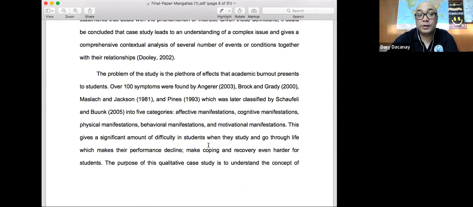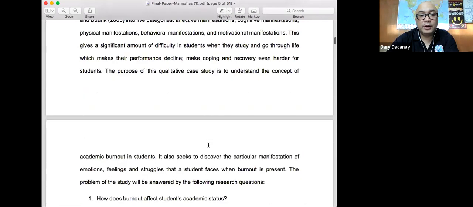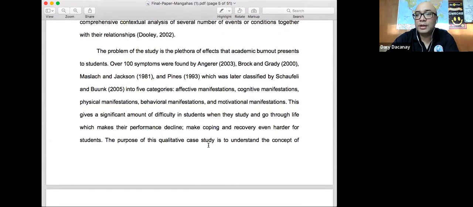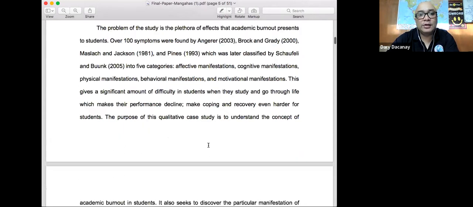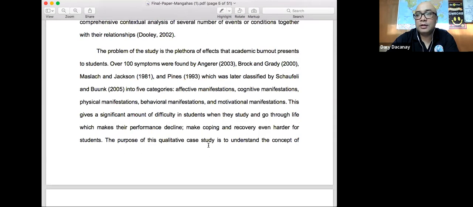is the problem of the study. Okay, so here in the problem of the study, normally there are four sentences, no? The first is, ang ilalagay niyo dun sa "the problem of the study is," on the first sentence, ilalagay niyo dun the actual words, particularly "the problem of the study is," sasabihin niyo kaagad kung ano yung problem ng study ninyo. So with this one, yung academic burnout, the problem of the study is the plethora of effects that academic burnout presents to students.